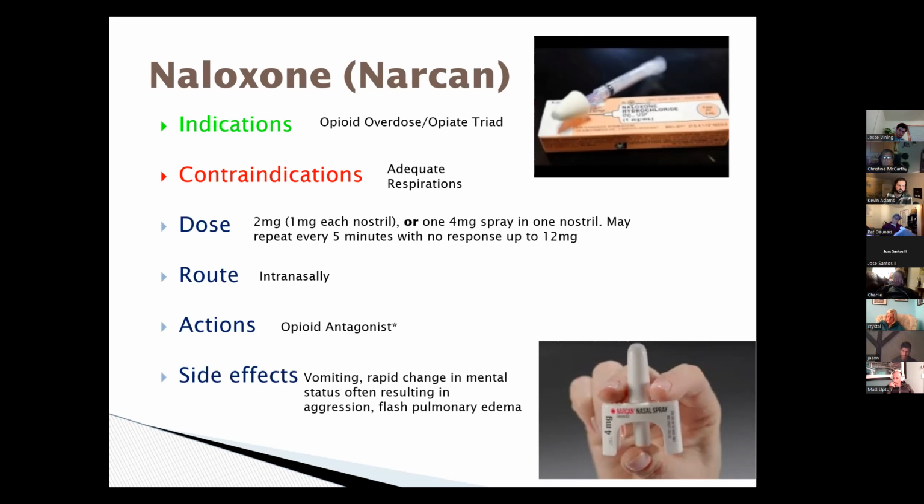However, some side effects: it can cause vomiting due to having the patients go into feelings of withdrawal. It will cause a rapid change in mental status, which often results in aggression, but it does not cause people to be aggressive. If that was a true side effect, if I took Narcan and I didn't have opiates in my body, there would be a chance that I would get aggressive. And then in high doses of it really quickly, we have the chance of flash pulmonary edema. So really quick lung swelling.